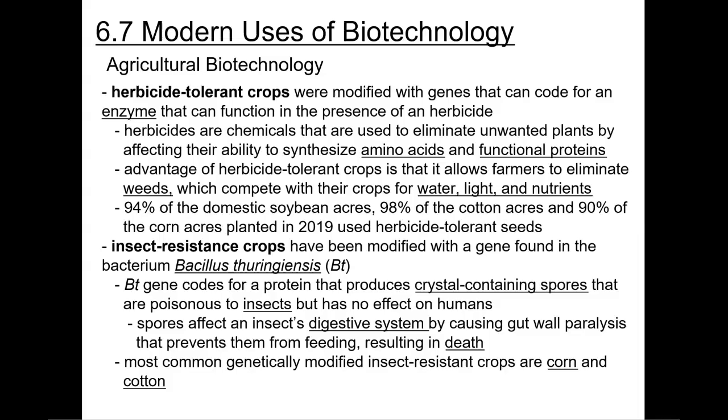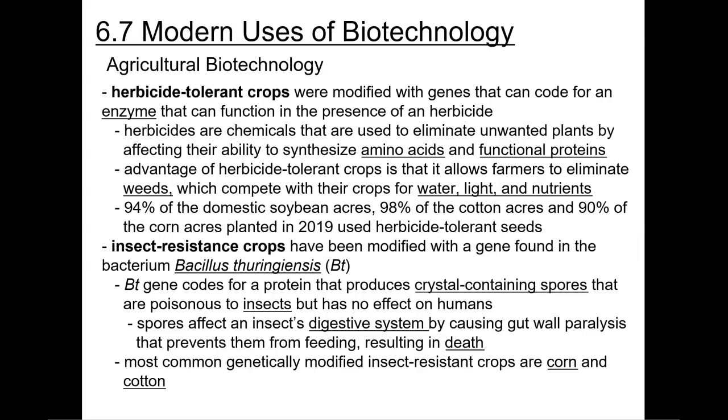94% of domestic soybean acres, 98% of cotton acres, and 90% of corn acres planted in 2019 used these herbicide-tolerant seeds. Insect-resistant crops have been modified with a gene that's going to be found in a bacterium called the Bt gene. The Bt gene is going to code for a protein that produces a crystal-containing spore that's going to be poisonous to insects but has no effect on humans.